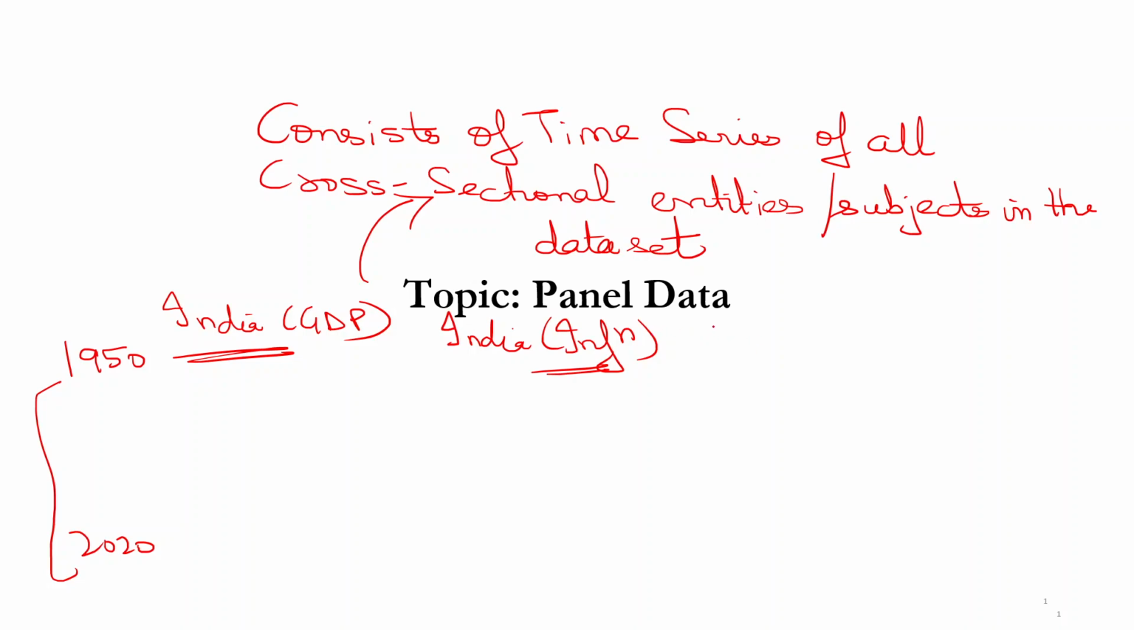But let's say now you have also taken data on UK's GDP from 1950 to 2020 and UK's inflation rate from 1950 to 2020. In this case, it becomes a panel data set because you have a time series of two cross-section entities. One is India and the other is UK. So as soon as you introduce another cross-section entity and you take its data over a period of time, it becomes a panel data set.